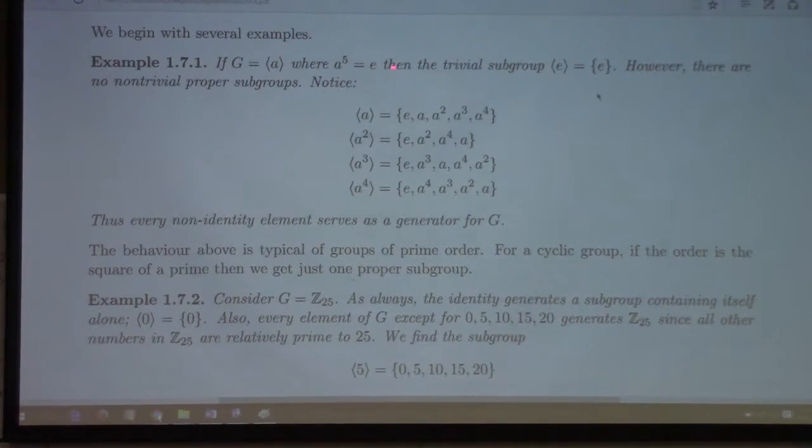So if you have a to the power 5, you have a trivial subgroup, right? What are the other possible subgroups? That's what we're going to look at in this lecture: what are the possible subgroups of a cyclic group.